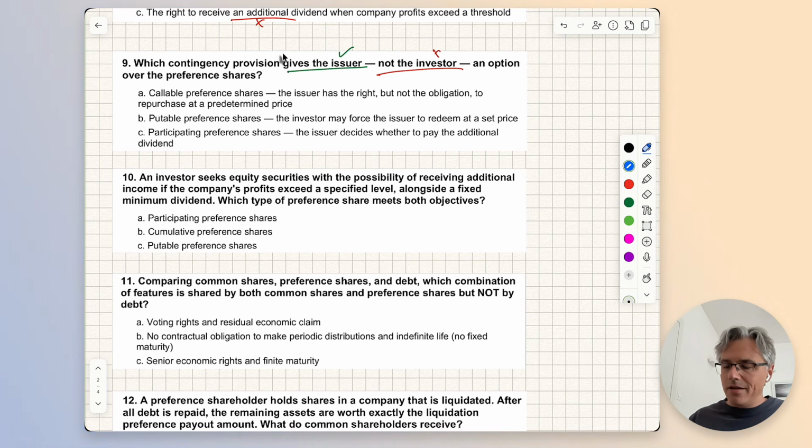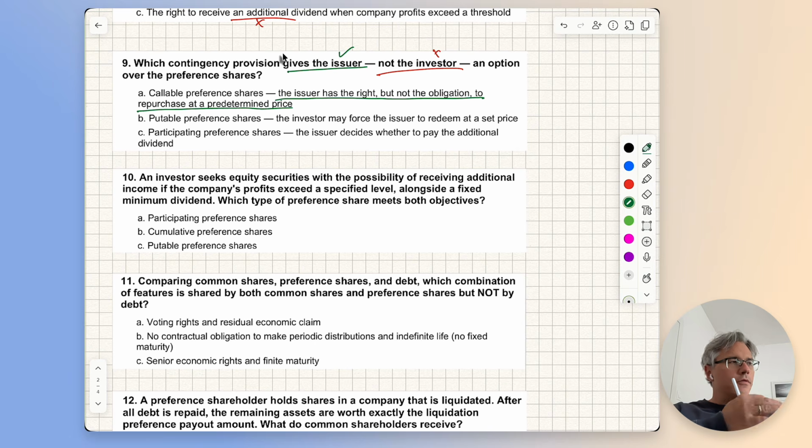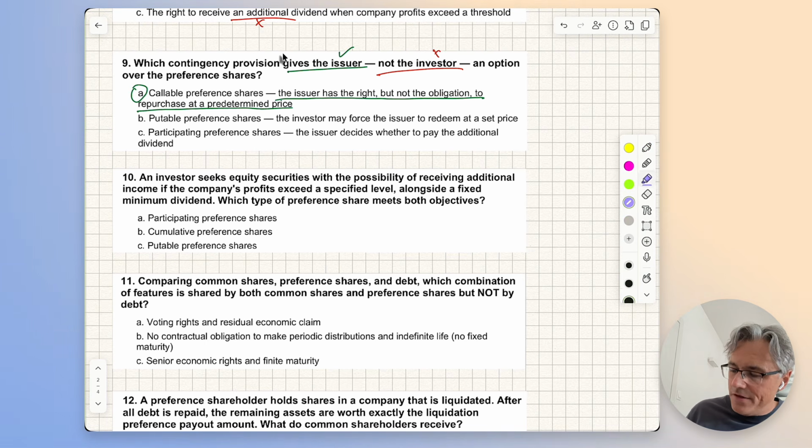Callable preference shares. The issuer has the right but not the obligation to repurchase at a predetermined price. This is the correct description of what callable preference shares are. The call feature gives the issuer the right to call those shares back, as opposed to the investor putting the shares to the issuer. It's a right granted to the issuer. So this is absolutely correct. It's a feature that favors the issuer.